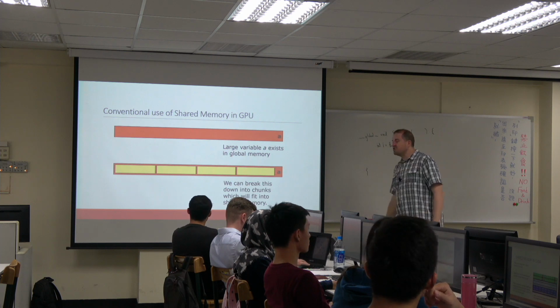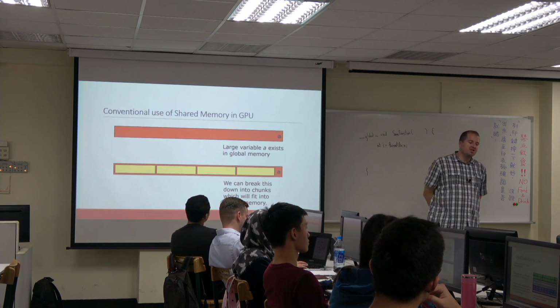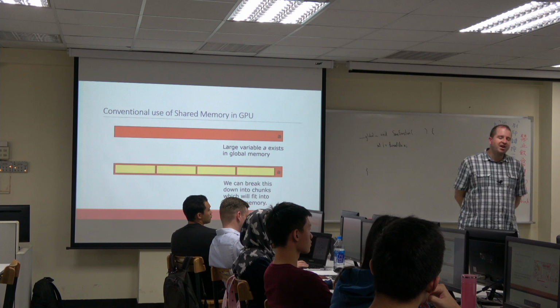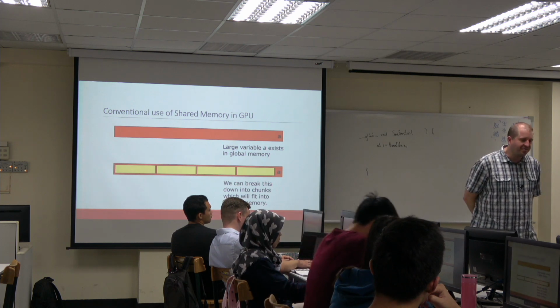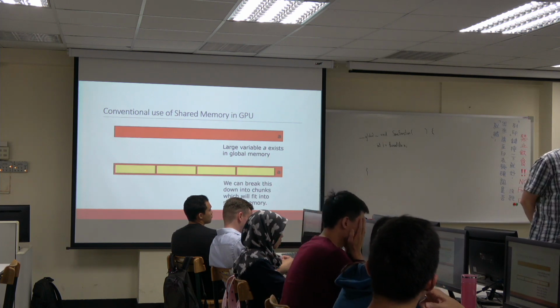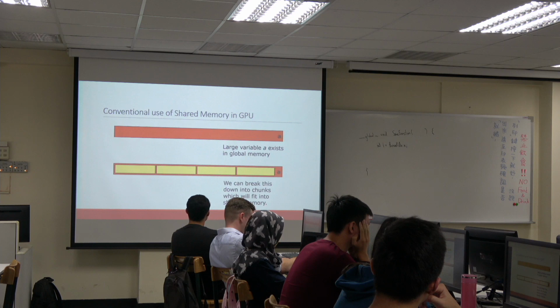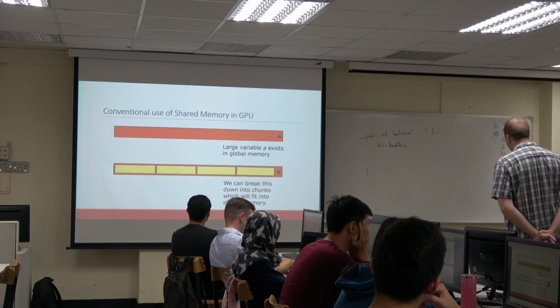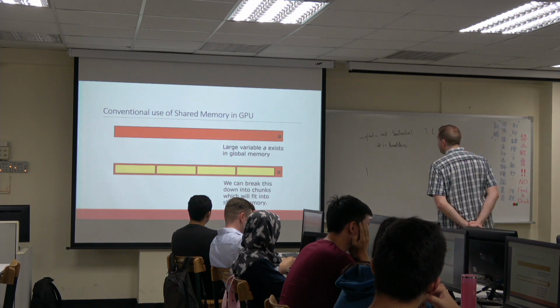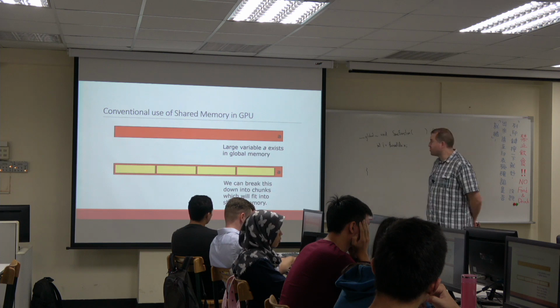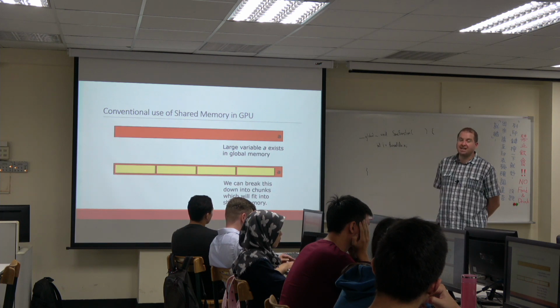So, what can we do? Well, we already know that we can't fit the entire reserved variables that we have in global memory into shared memory. We have 6 gig of global memory on the GPU, but we only have 64 KB in each streaming microprocessor. So we need to find a way to break the data down.